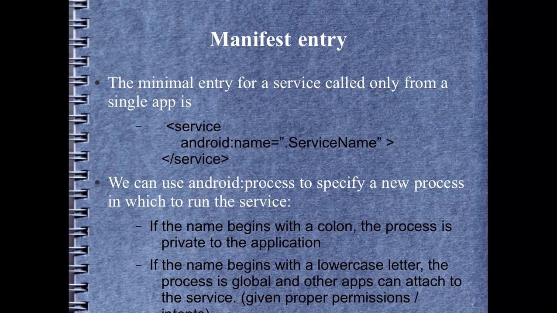We can also use android:process to specify a process in which the service should run. If the android:process attribute name begins with a colon, then the process is within our application. It's private to the application that we're in. But we can also start it with just a lowercase letter. If that's the case, we're specifying a process that can be global. It might be in another app. And this tells the application that the service is runnable, if the other application has the proper permissions and intents.